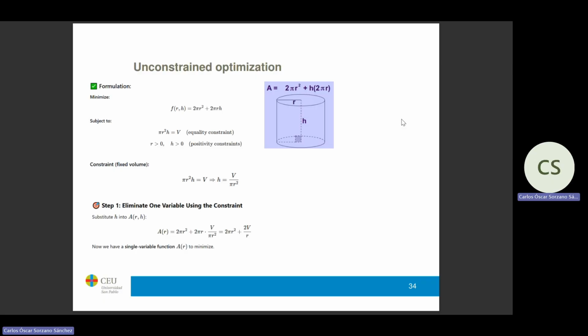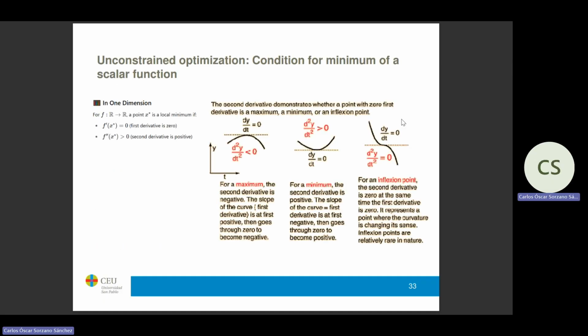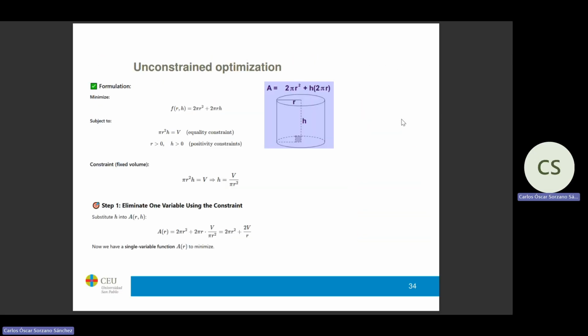Now, this is a function in two variables, the radius and the height. But we can use the constraint to turn this function that depends on two variables into a function that depends on only one variable, which we already know how to handle through these conditions. This is the constraint. If we solve for the height as a function of the radius, and then substitute the height in the whole function, this is what you have.